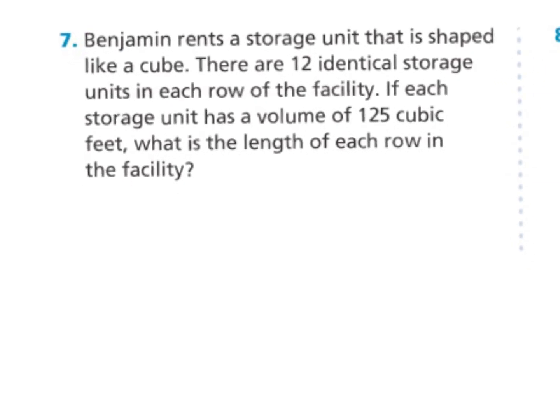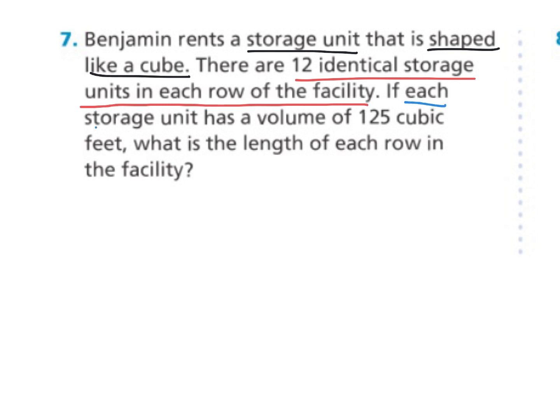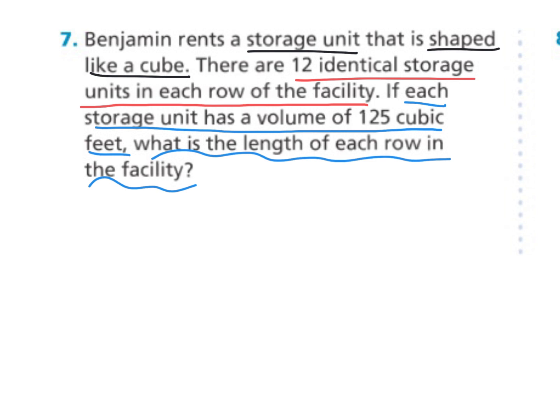If you look at number 7, Benjamin rents a storage unit that's shaped like a cube. There are 12 identical storage units in each row of the facility. Okay, so he's renting one of these. There's 12 identical ones in a row. Okay, if you've ever been to one of those storage places where people keep their stuff. Each storage unit has a volume of 125 cubic feet. What is the length of each row in the facility?